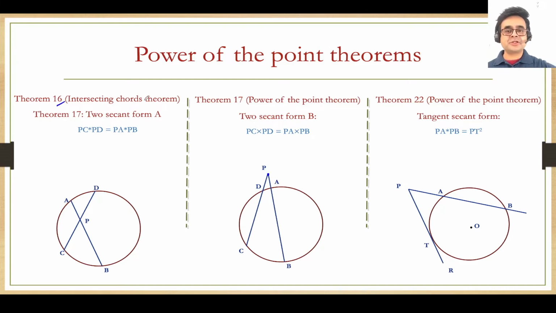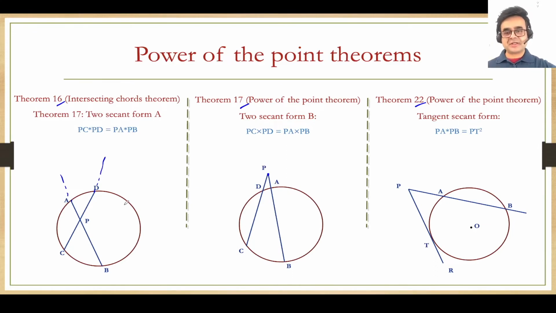The numbering on these theorems may look a little weird because these are part of my comprehensive guide to geometry circles, and the theorem numbers are part of the 30 plus theorems we discussed in that video. So don't get distracted with the numbering. What is important is the three different forms of power of point theorems and how to apply them. The first form is the two chord form, and chords are nothing but secants, so it is also called the two secant form or intersecting chords form.